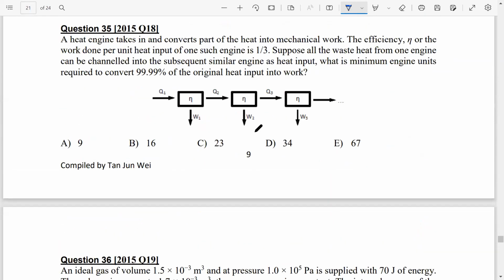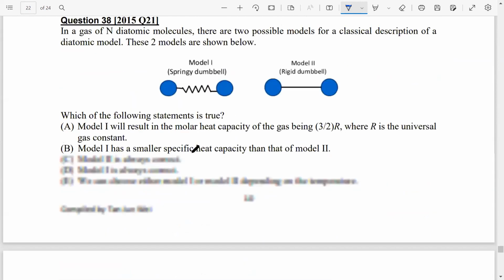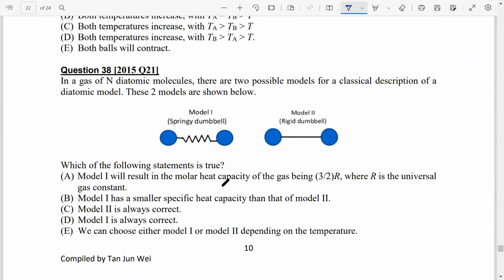Okay, so this is an interesting question. You might want to try this. And okay, these are just using PV equals NRT, nothing special. Okay, this one is a little bit out of the Olympiad syllabus, but you can take a quick look at it. Okay, basically when we talk about objects, right? Okay, for question 38, just for a quick going through.